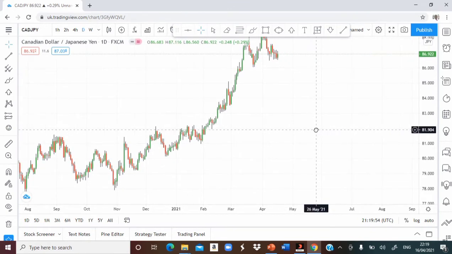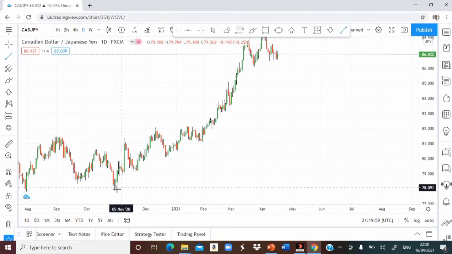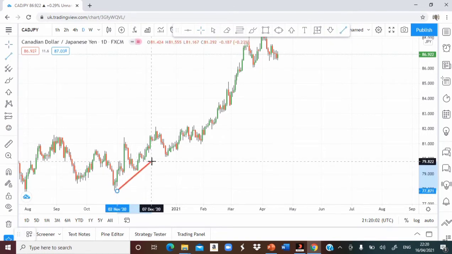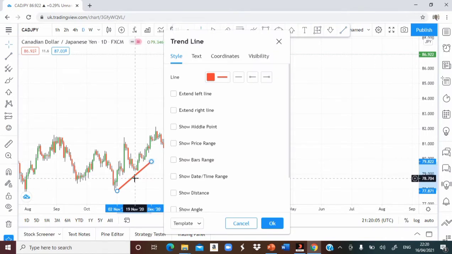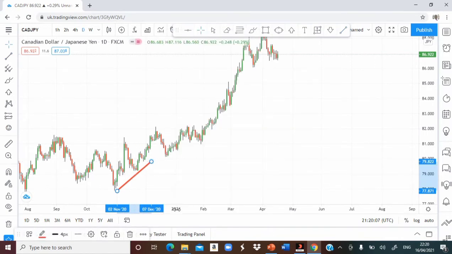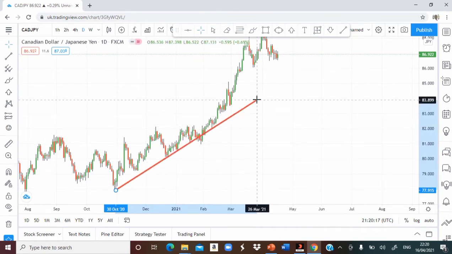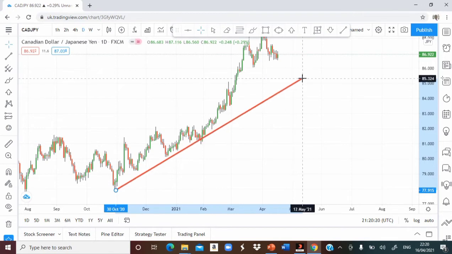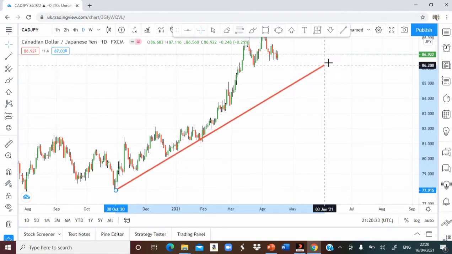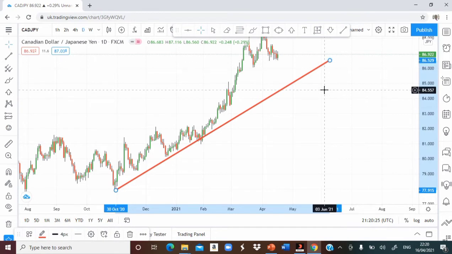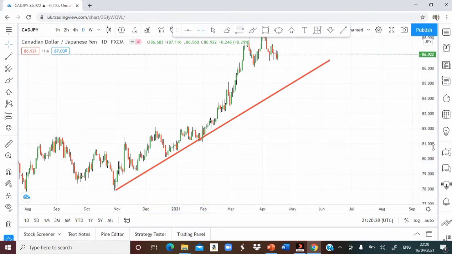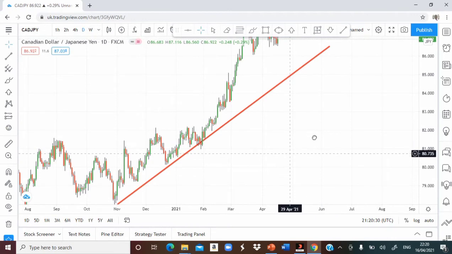The trend started from here. So I will click my trend line and connect this first touch. Once you see something like this in the market, you just have to connect. You see, the trend line is not respecting here, but this is an example of what I mean.